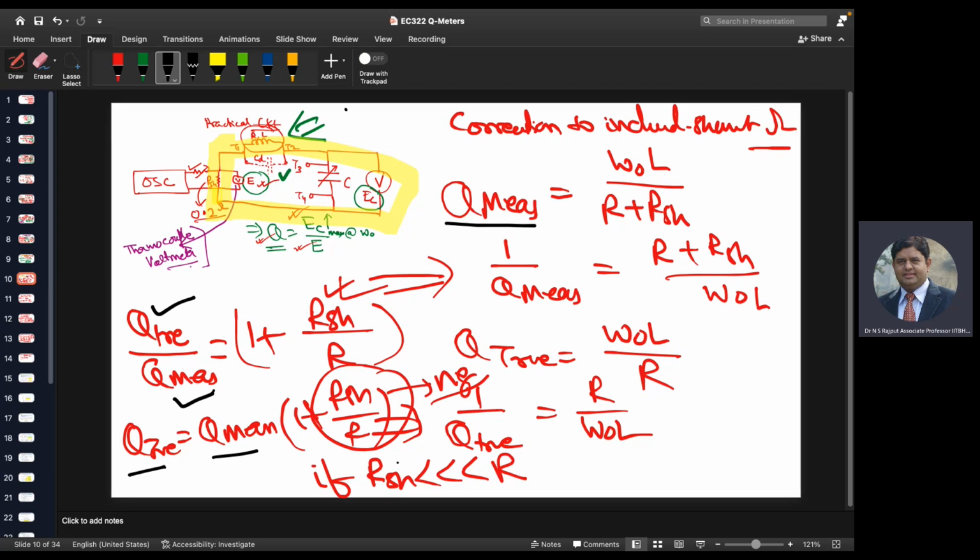Now, if RSH is much smaller than capital R, naturally the measured value will be equal to or very close to the true value, right? So this is one correction generally made while measuring the Q parameter, okay, for the Q factor. So here we have considered the distributed capacitance.